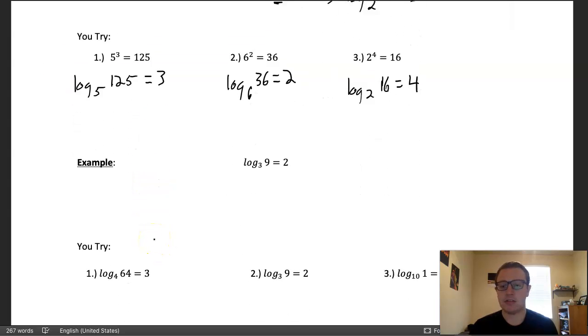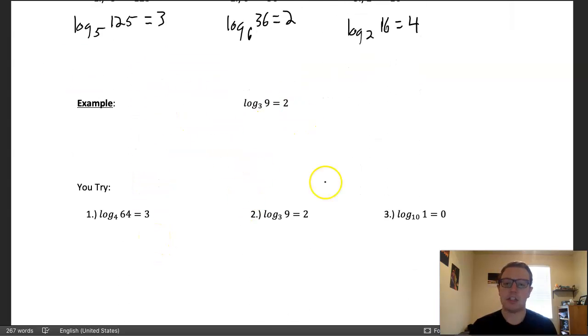Okay, we can also do this in reverse. So we can go from logarithms to exponents. In this example, we have log base 3 of 9 is equal to 2. The base of our logarithm becomes the base of our exponent on the other side. So this becomes 3 squared is equal to 9. We take the base of the logarithm, make it the base of our exponent using the opposite number, and it'll be equal to the other side.